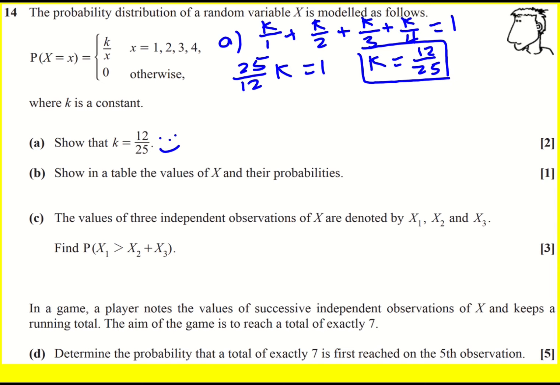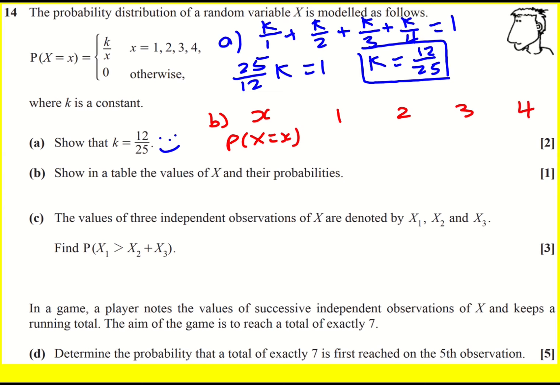We're asked to show in a table the values of x and their probabilities. This is often a good idea anyway, but we've been asked specifically to do it. So x and the probability that capital X equals x, got 1, 2, 3, and 4.